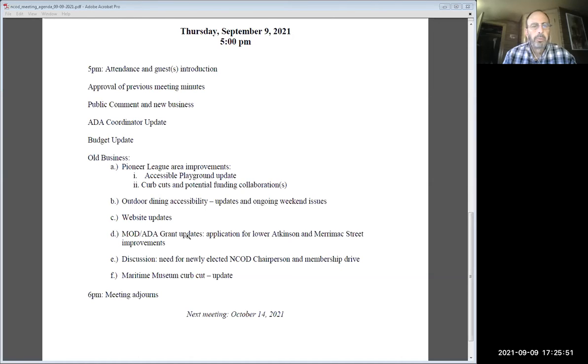Okay, next would be old business. The first item is the Pioneer League area improvements, including the accessible playground update and the curb cuts and potential funding collaborations. Okay, so a couple of things on that.